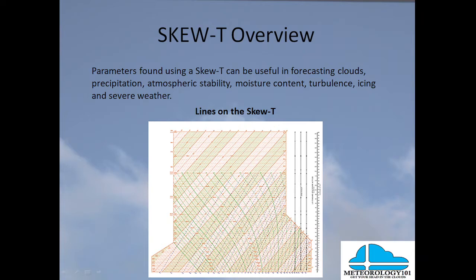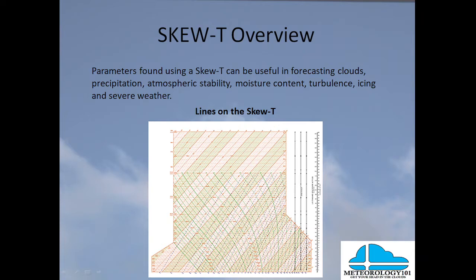Moisture content, we can look at the mixing ratio lines, and plus we can look at the temperatures and dew points once they're plotted, and we can see how close the temperature and dew point are to each other to find areas in the atmosphere in the vertical that are saturated or close to being saturated.